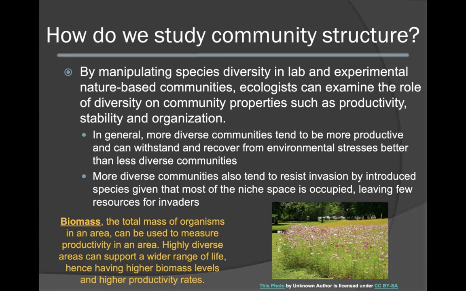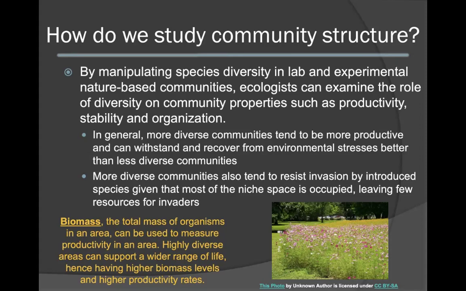By manipulating diversity, ecologists can examine the role that diversity has on various community properties such as productivity levels, stability, and overall community organization. In general, the more diverse a community is, the more productive it will be. It can also allow for that community to withstand and recover from various environmental stresses better than less diverse communities. More diverse communities also typically resist invasion by introduced species, and this is because most of the niche space in highly diverse systems is already occupied, leaving very little space or resources for invading species.